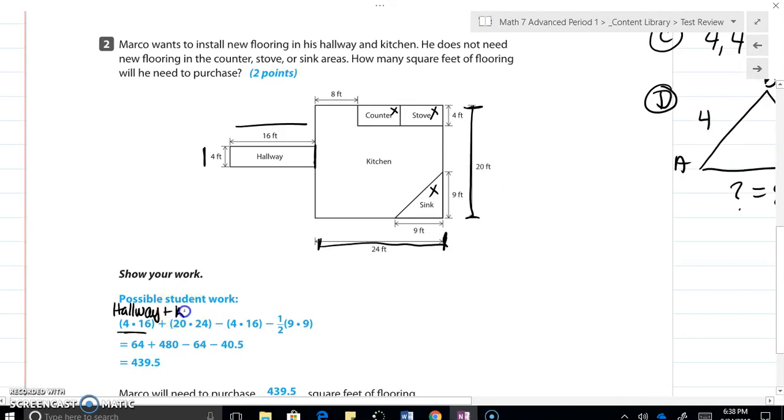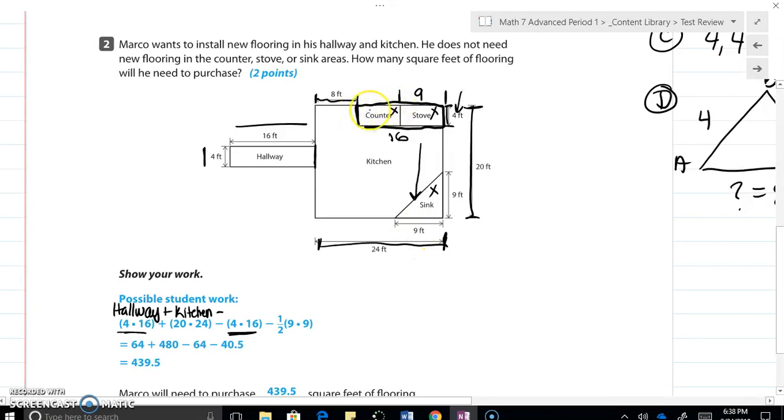So that's our kitchen. But remember, we're not using the entire kitchen. We're taking away certain objects. We're taking away the triangle, which is the sink, and the counter and the stove. So the question is, where does this 4 by 16 come from? Well, if I look at this area right here, this length is 4, as you can see. Now, where does the length of 16 come from? Well, I know from here to here is 8. From here to here is 9. If you look down here, you'll see that it's 9.